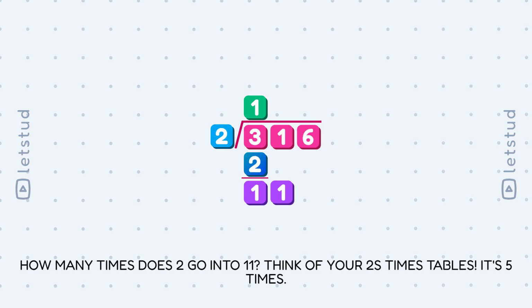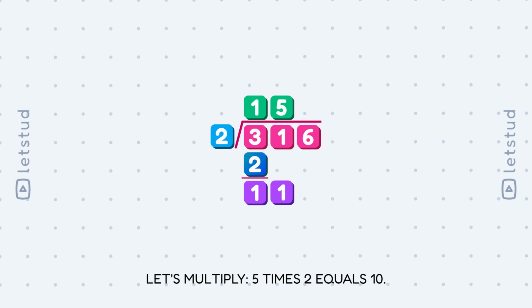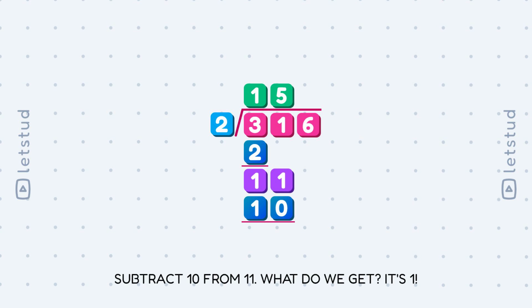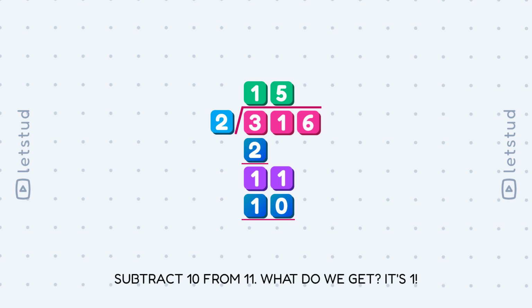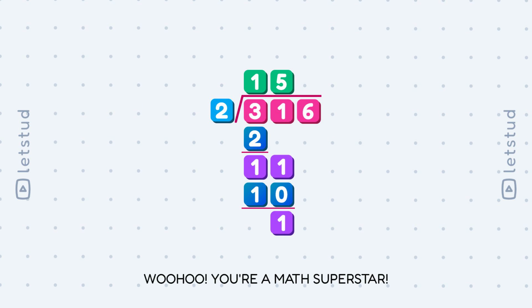How many times does 2 go into 11? Think of your 2's times tables. It's 5 times. Let's multiply. 5 times 2 equals 10. Subtract 10 from 11. What do we get? It's 1. Woohoo, you're a math superstar. 1 more digit to go.